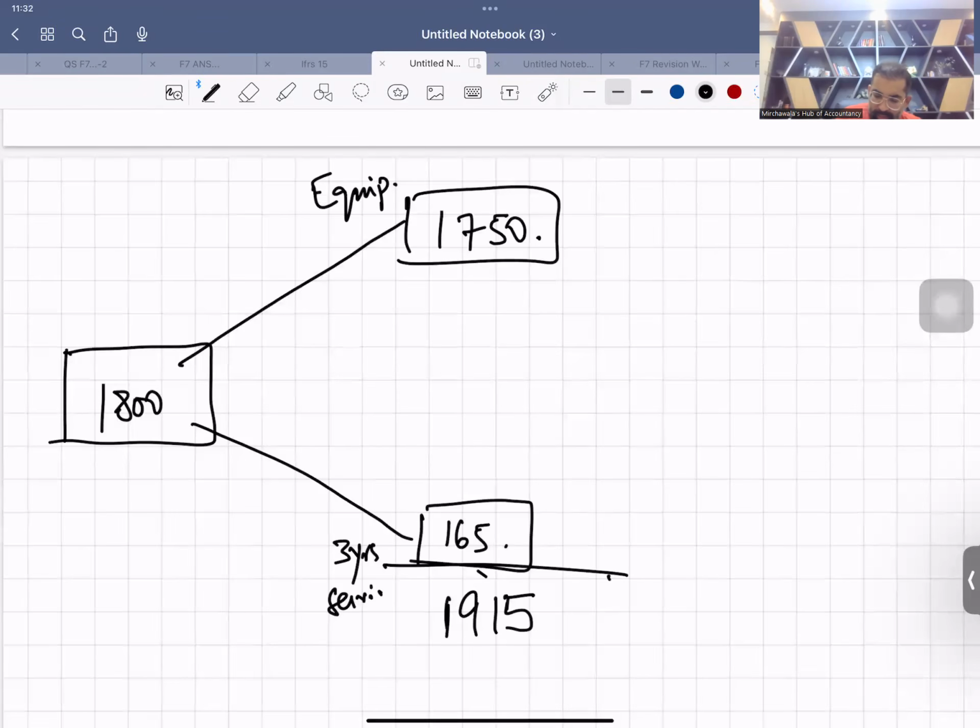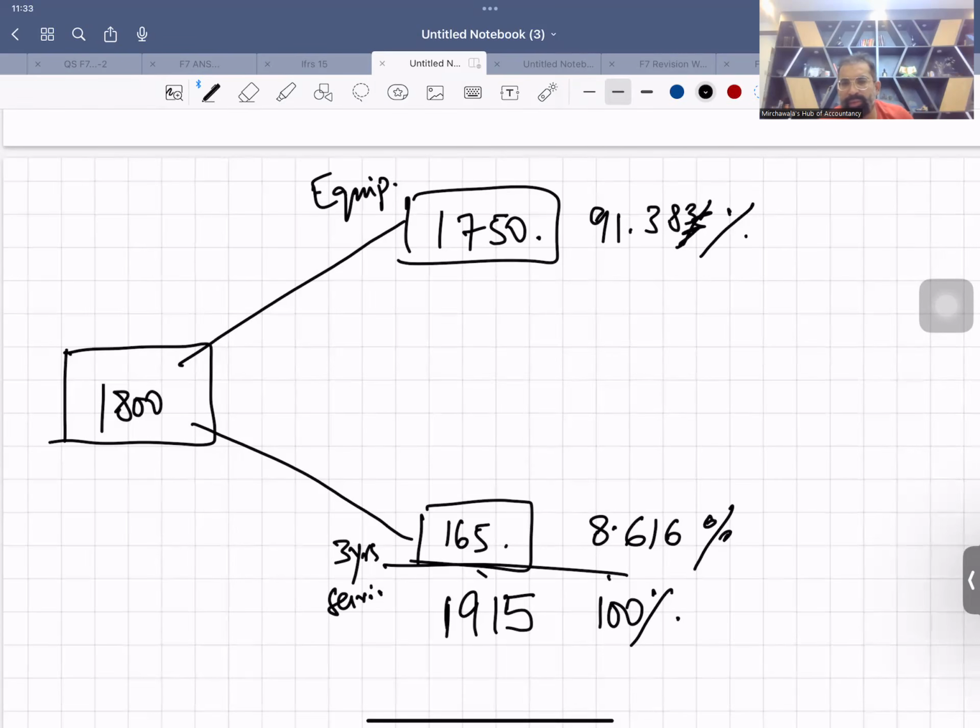So this is going to be 100%. Now let's calculate the percentages. 1750 divided by 1915 times 100 is going to be 91.384%, and the service is going to be 8.616%. Now we have taken the percentages.